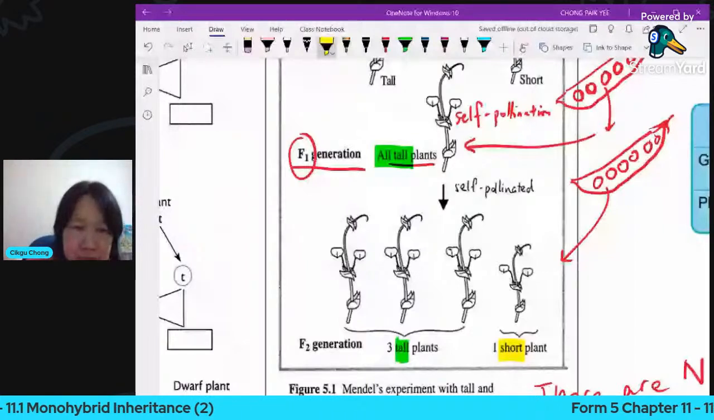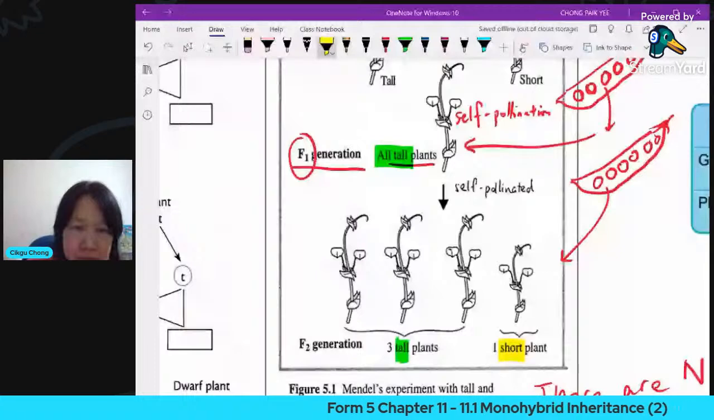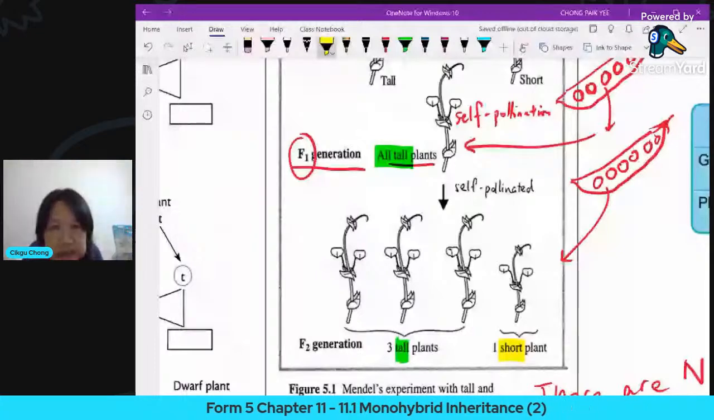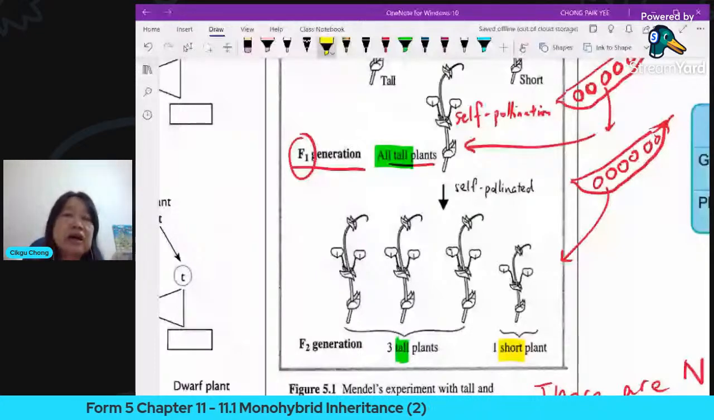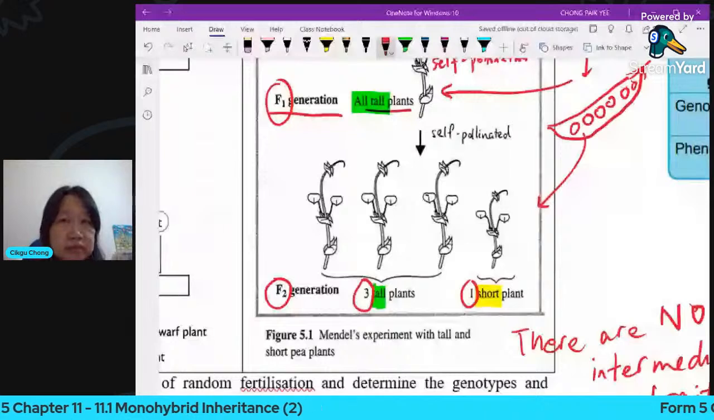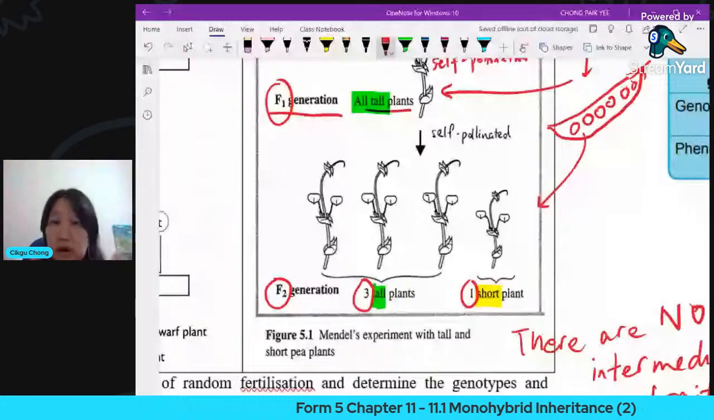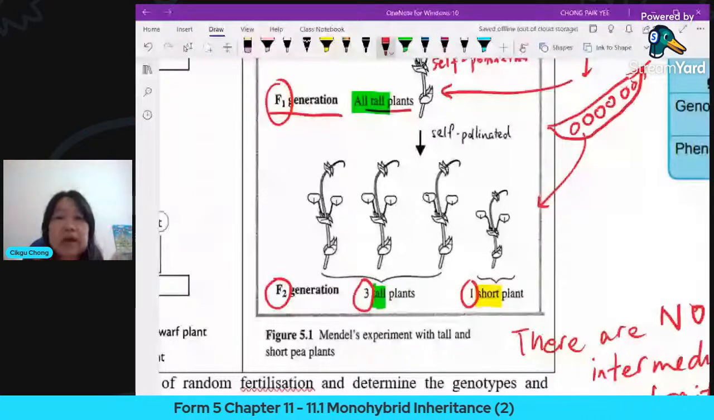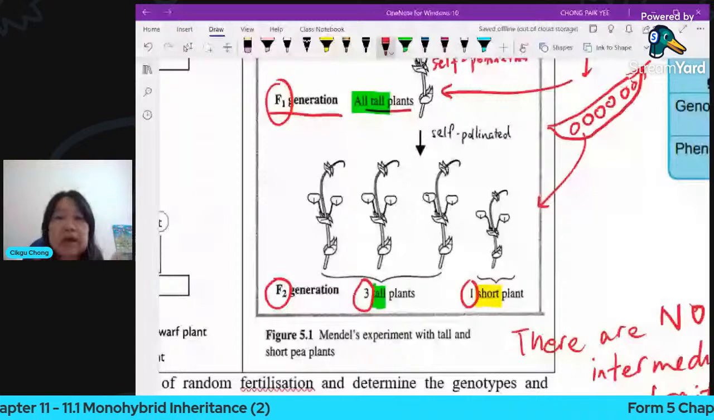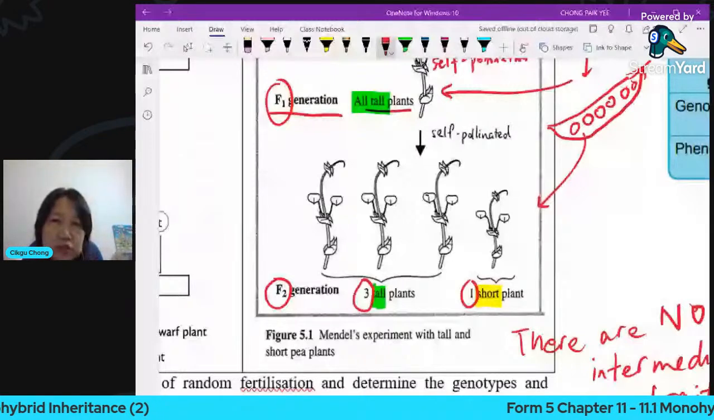3:1. What do you mean by 3:1? Let's say I have 100 plants in the second generation. Roughly out of those 100 plants, 75 are tall and 25 are short. So roughly 3/4 of them are tall and 1/4 are short. So he got this result.